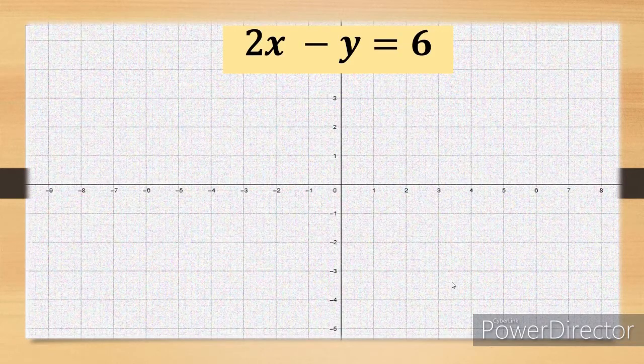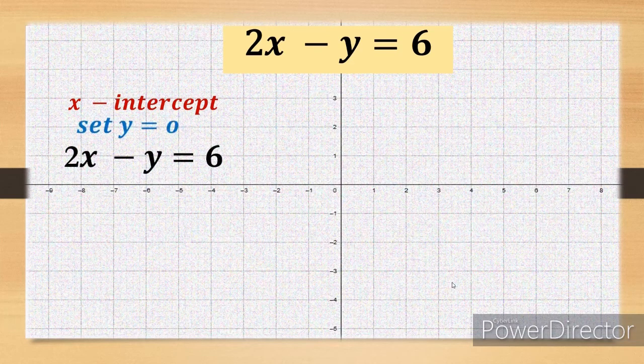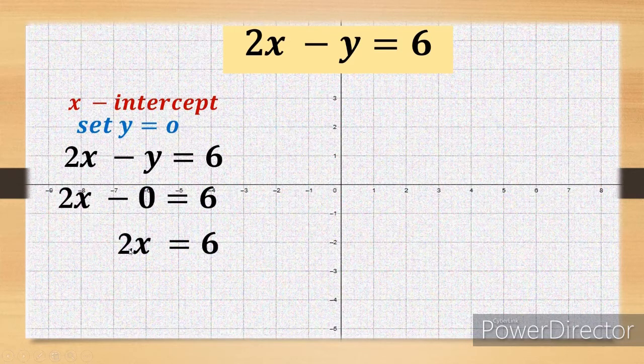And next equation, we have 2x minus y equals 6. Find the x-intercept. So, set y as 0. We have 2x minus 0 equals 6. 2x equals 6. Divide both sides by 2. We have x equals 3.